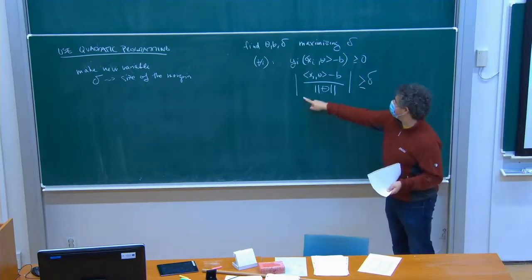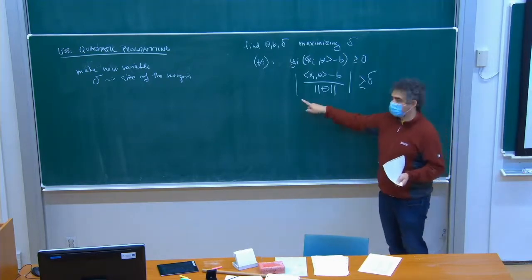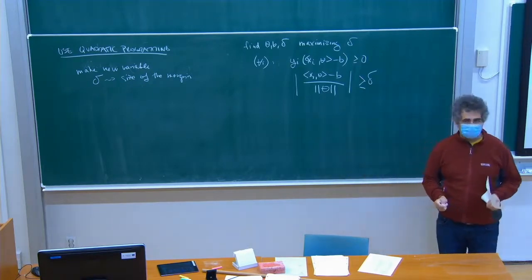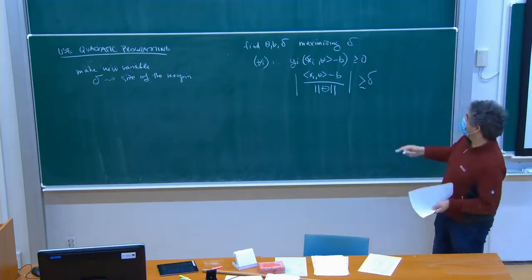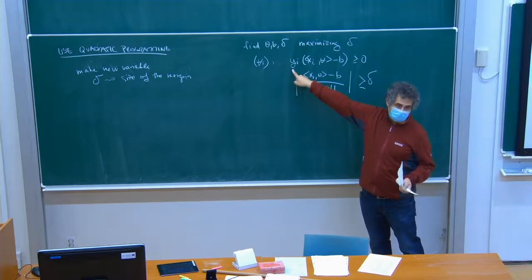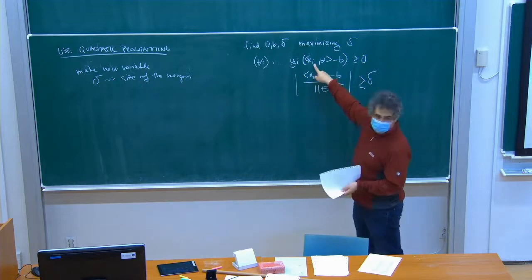So how do I get rid of this? I mean, absolute value is not a linear function. Split it into two cases. One possibility or the other one, I can simply multiply it by yi. And that actually gets rid of this condition, okay?